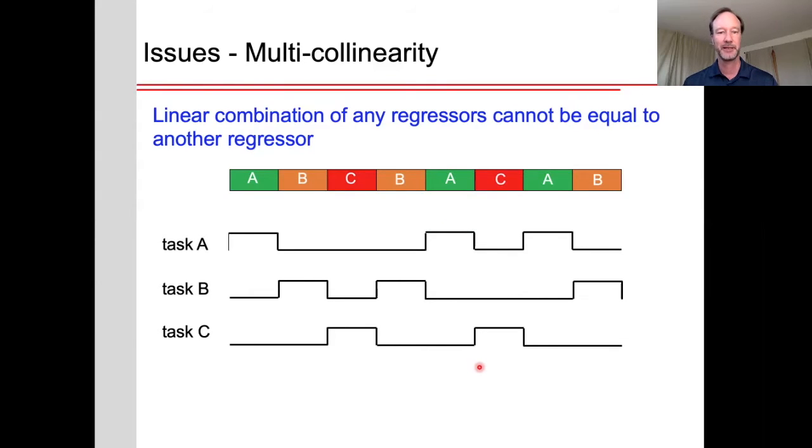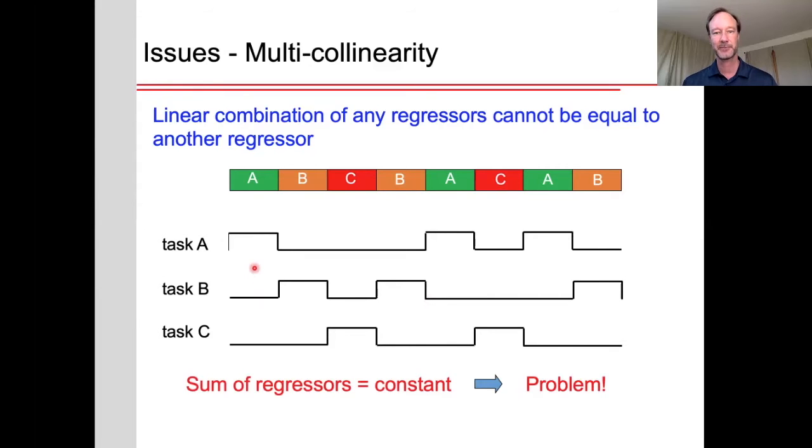So for example, in this case right here, we have three tasks, task A, task B, and a task C. And if I were to model each of these relative to the others, the sum of all of these is equal to a constant. And that's a problem, particularly if we're going to use, let's say, an analysis program like AFNI, because the constant is by default always included as another regressor.